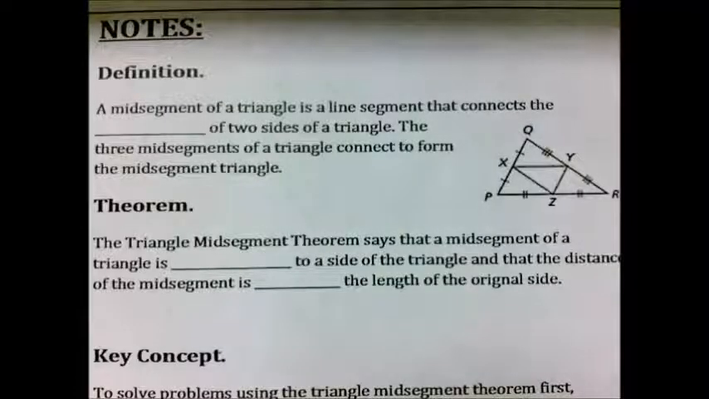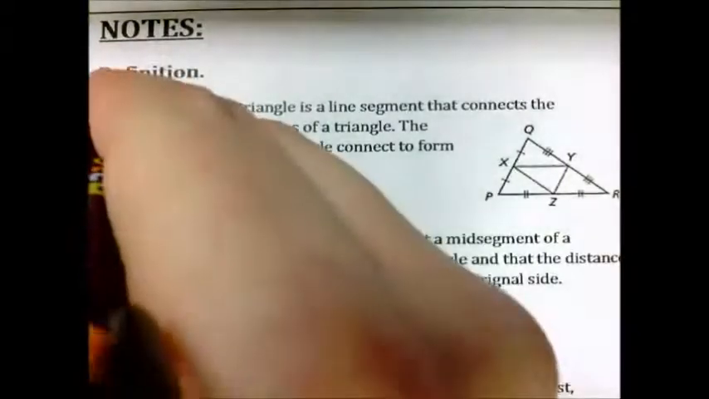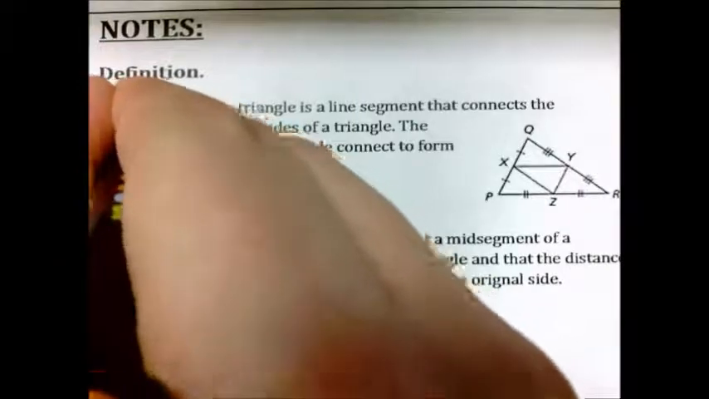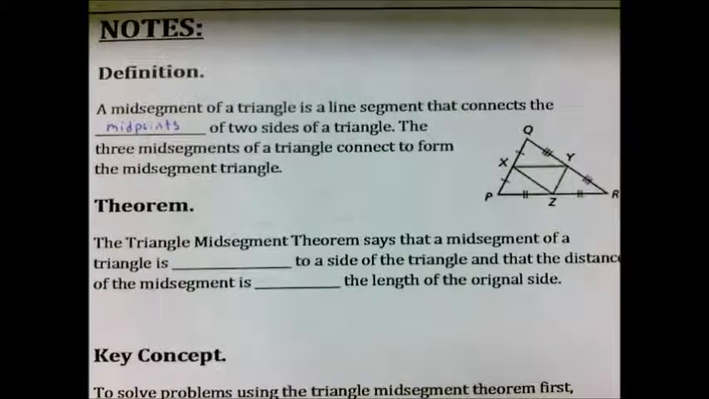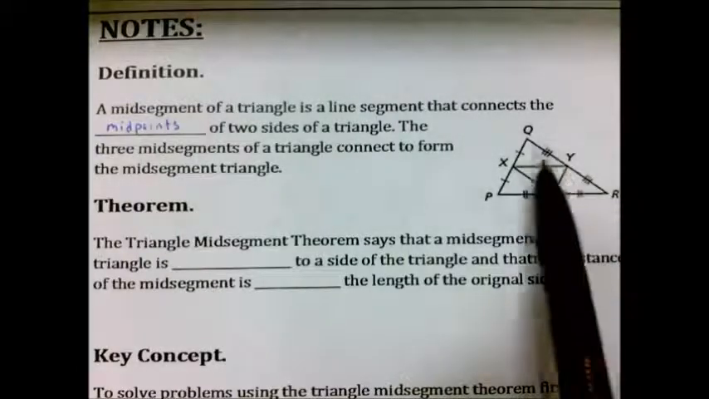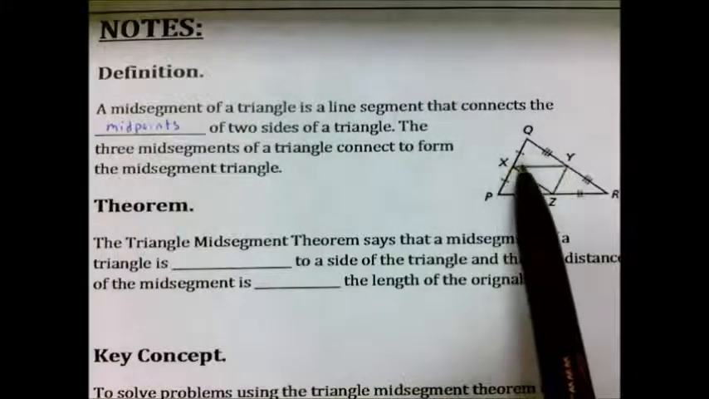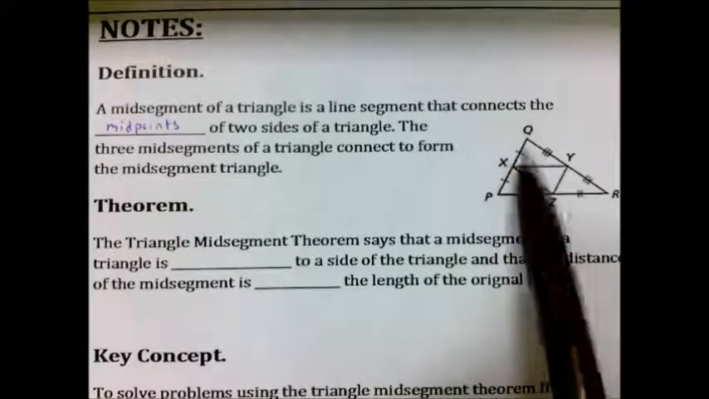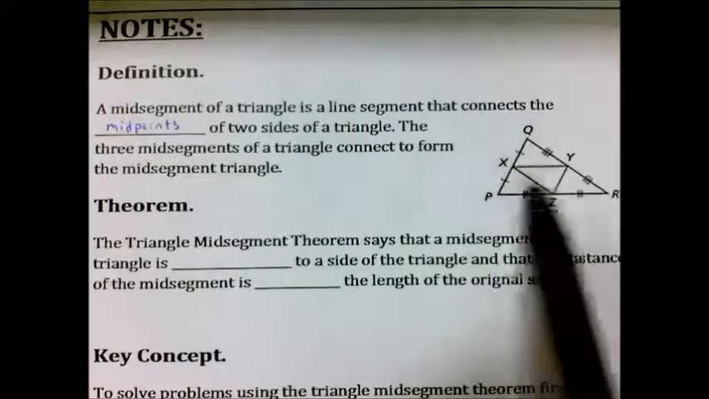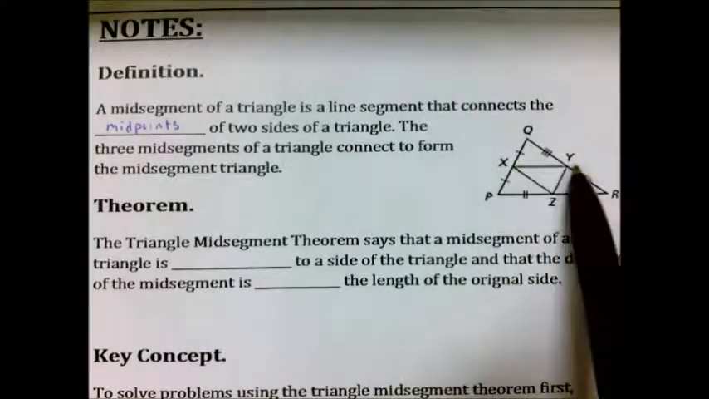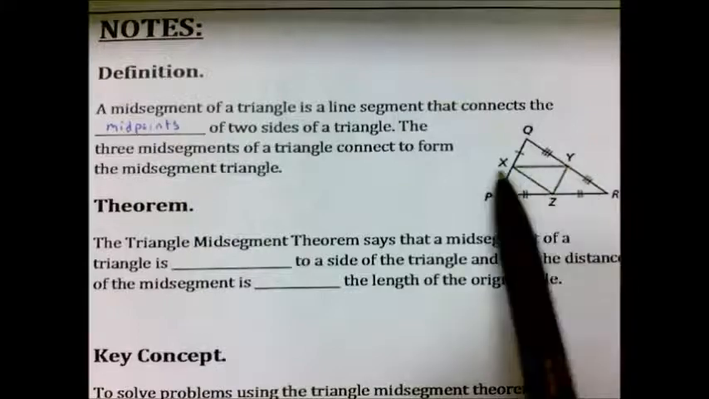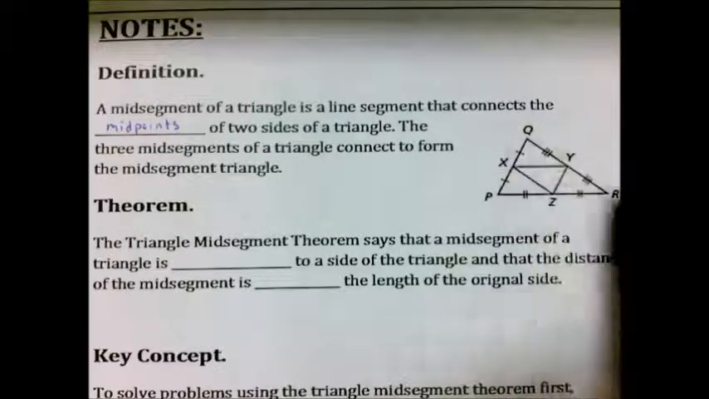So let's first define what a midsegment of a triangle actually is. It's a line segment that connects the midpoints of two sides of a triangle, okay? So a midsegment of a triangle is like right here, we've got QP, X is the midpoint of QP, and Y is the midpoint of QR. So XY, that line right there, is the midsegment of the triangle. It connects the two midpoints of those two sides, okay?